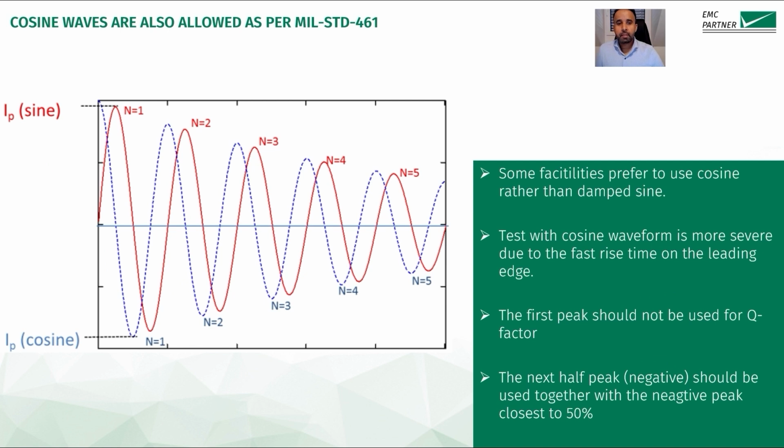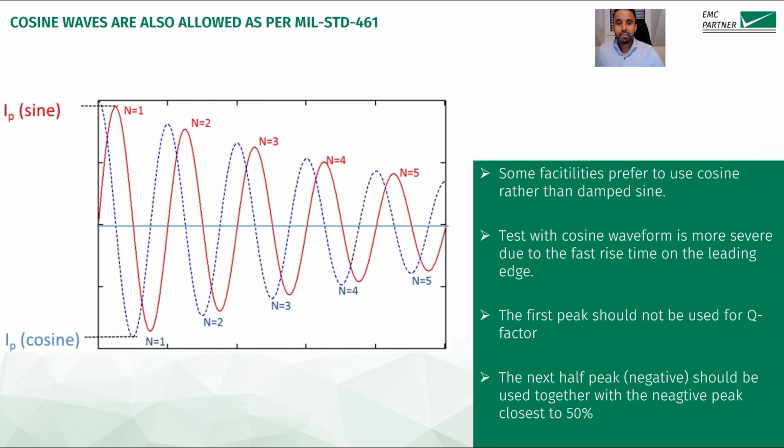Some test systems use a damped cosine wave instead of a damped sine wave. This is permitted by the standard. Many customers prefer the cosine wave because it is more severe due to the fast rise time on the leading edge. Hence, EUT weak points can be detected with the cosine waveform, and due to the possible distortion of the leading edge, the first peak shall not be used to determine the Q factor value.